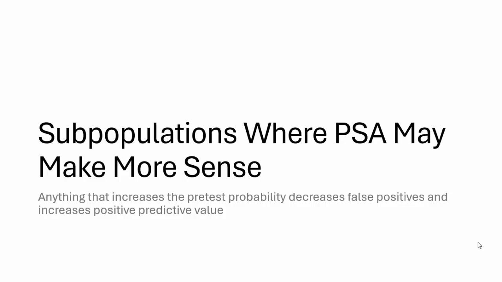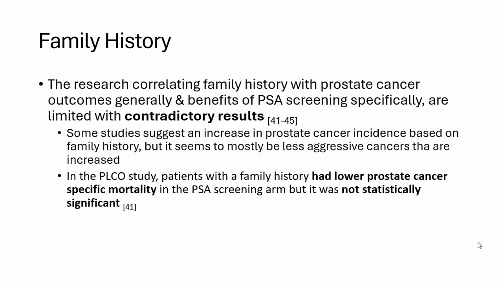Some subpopulations where PSA may make more sense. Really anything that increases the pretest probability, in theory, decreases false positives and increases your positive predictive value. A family history can correlate with more prostate cancer risk, but the studies on this are in somewhat of a gray zone. It's unclear how much a family history of prostate cancer really increases that individual patient's risk.